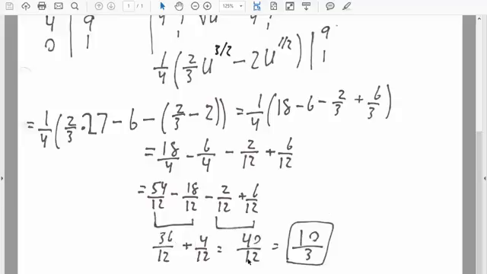Now we can do a common factor of 4, so 40 divided by 4 is 10, and 12 divided by 4 is 3. Our final answer will be 10 divided by 3. And that's all we need to do.